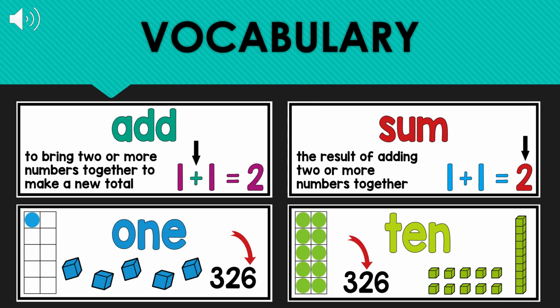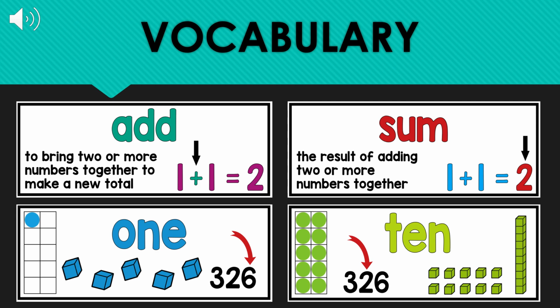Today we have 4 vocabulary words. The first word is add, to bring 2 or more numbers together to make a new total. So the total of 1 plus 1 is 2. Which brings us to our next vocabulary word, sum, the result of adding 2 or more numbers together. So another way to say the total of 1 plus 1 is 2, you would say the sum of 1 plus 1 is 2.